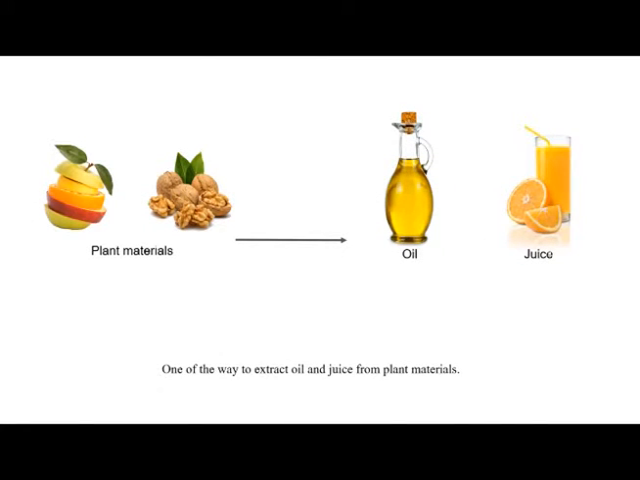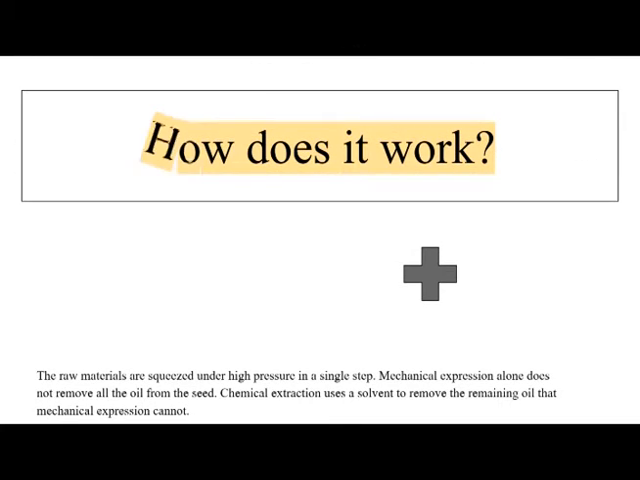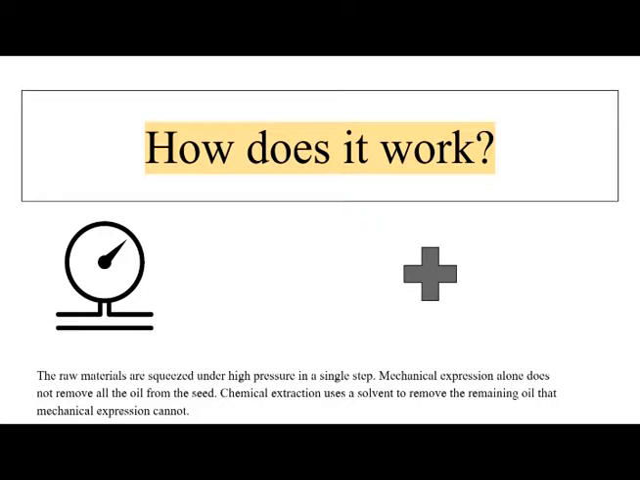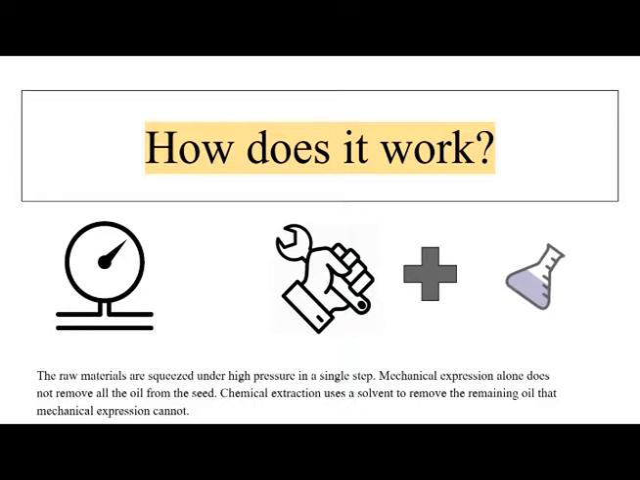Mechanical expression is one of the ways to extract oil and juice from plant materials. How does it work? The raw materials are squeezed under high pressure in a single step. Mechanical expression alone does not remove all of the oil from the seed. Hence, the process will be followed by chemical extraction that uses solvent to remove the remaining oil that mechanical expression cannot.